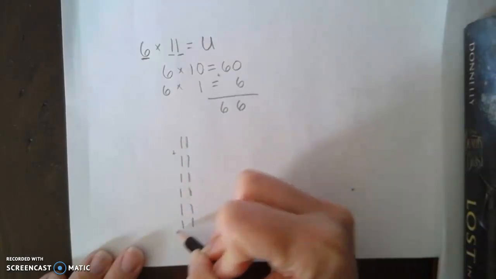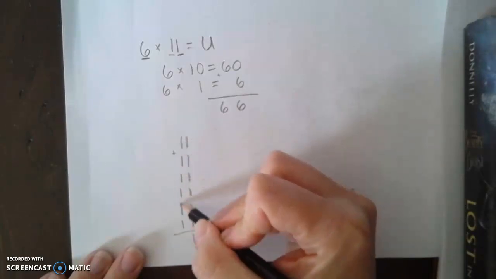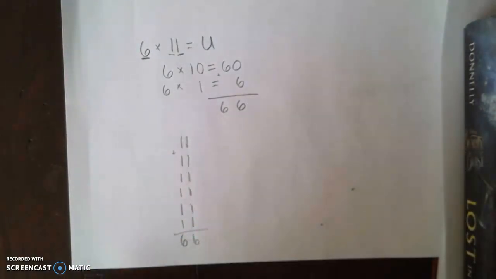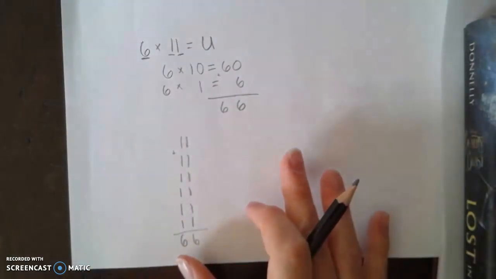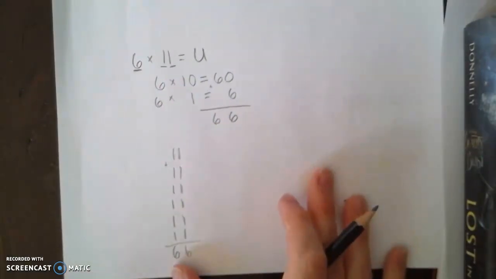1, 2, 3, 4, 5, 6. 66. Okay? Or if you have your own base 10 blocks, and if there's any parents that want me to send them to, I can send them the printout. So that's how to work on your 11s.